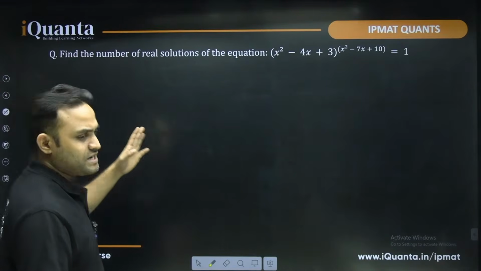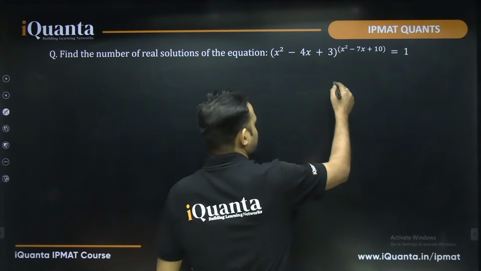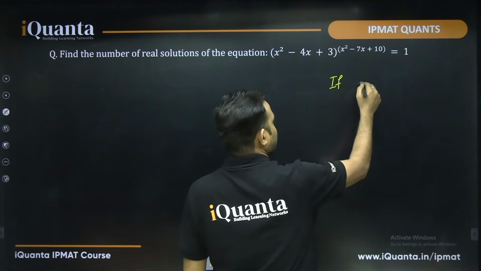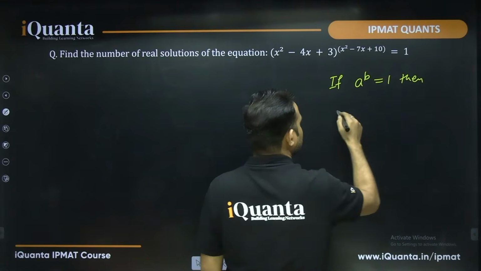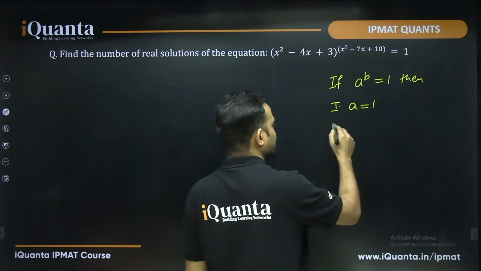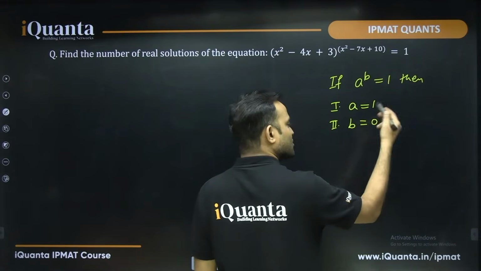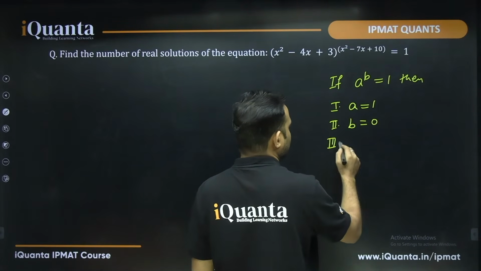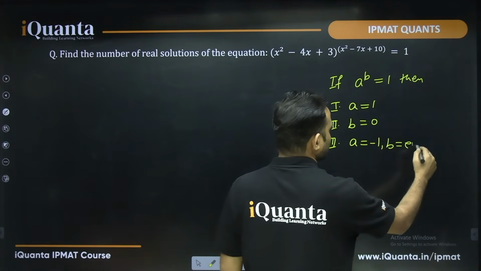So this is a very popular type question, right? Whenever you see that a to the power b is equal to 1, then there will be three different situations. When a is equal to 1, b could be anything. Second, b is equal to 0, a could be anything. And third, a is equal to minus 1 and b is equal to even.